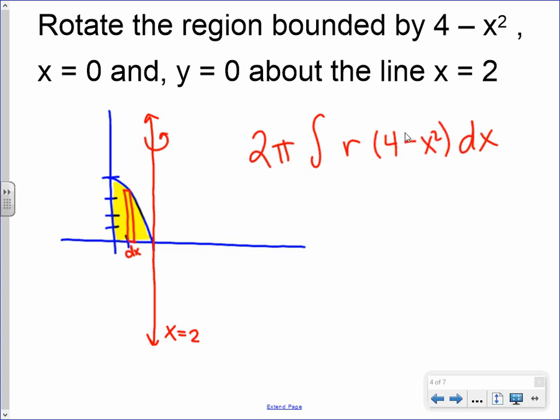Okay. Now, our radius is going to be different. Remember, our radius is always from the rectangle that we draw to the axis of rotation. So, rectangle to the axis of rotation, please keep in mind who is more positive, the rectangle, or the axis of rotation. Okay. So, CJ, how would we describe that?